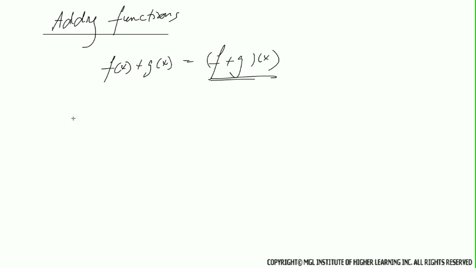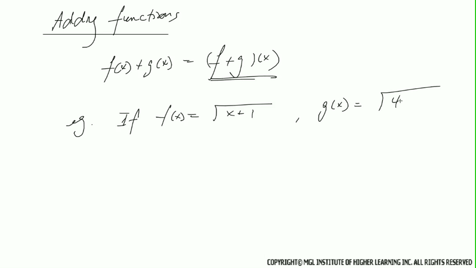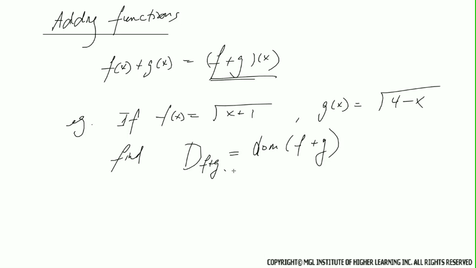Okay, so I want to do a domain question, example. All right, so if f at x is equal to square root of x plus 1, and g at x is equal to square root of 4 minus x, find the domain of f plus g. Sometimes I'm going to use this symbol here, and sometimes I'm going to use this symbol, this domain of f plus g. I think both symbols are used in certain textbooks. Does anybody have an idea what it might be?